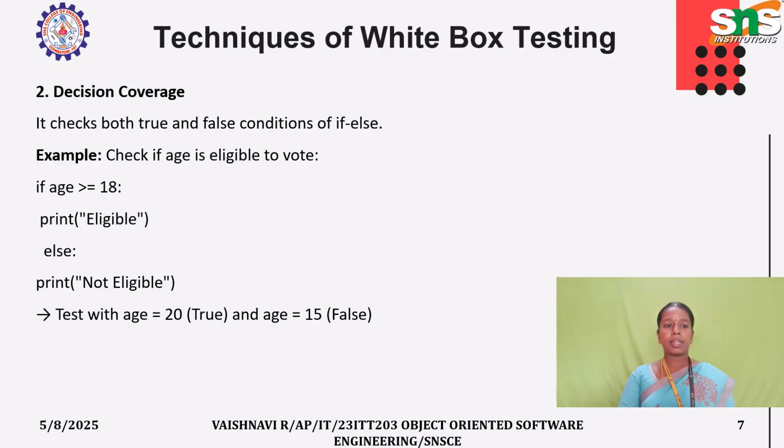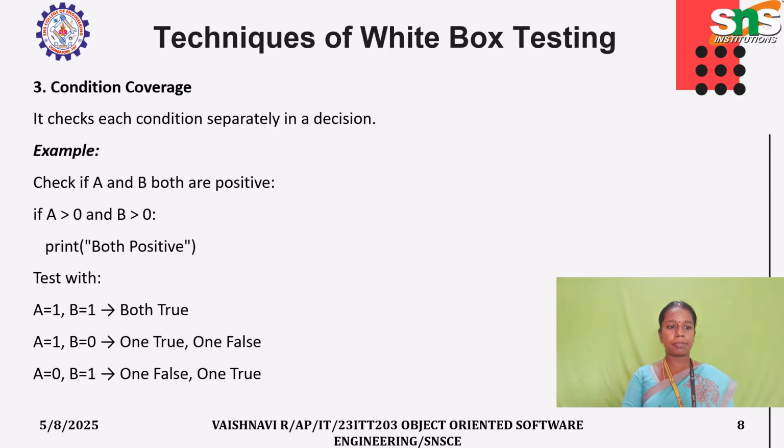Second technique is decision coverage. It checks both the true and the false condition of if else. It checks if the age is eligible to vote. If the given age is 18, it is eligible to vote. If we give an age more than 20, it says the age is eligible. If we give an age below 18, if we give age 15, it shows not eligible.